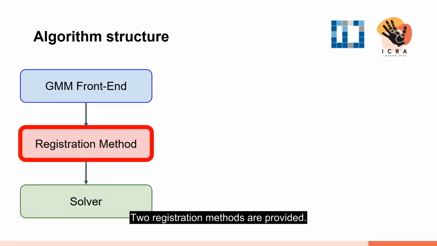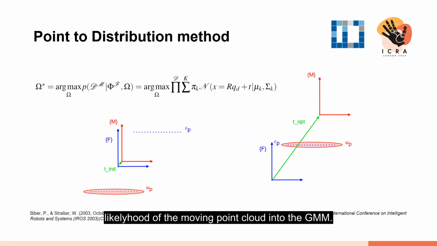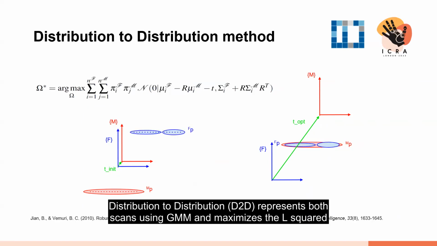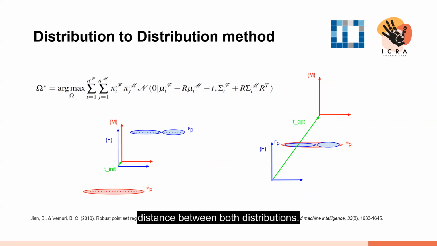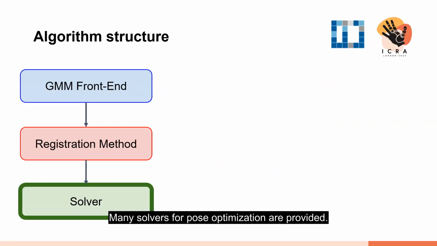Two registration methods are provided. Point-to-distribution represents the reference scan by a GMM and finds the maximum likelihood of the moving point cloud in the GMM. Distribution-to-distribution represents both scans using GMMs and maximizes the L2 distance between both distributions. Many solvers for pose optimization are provided.